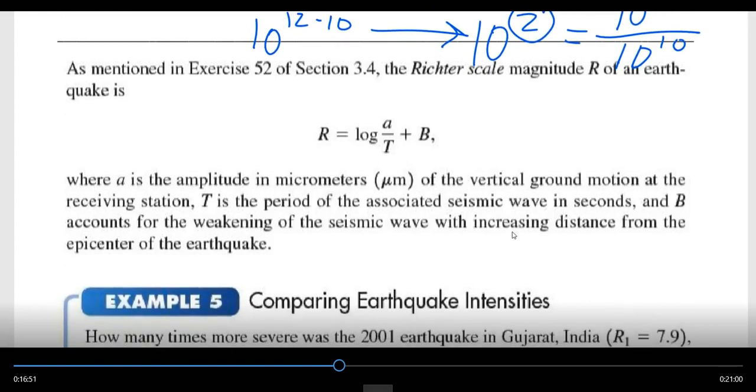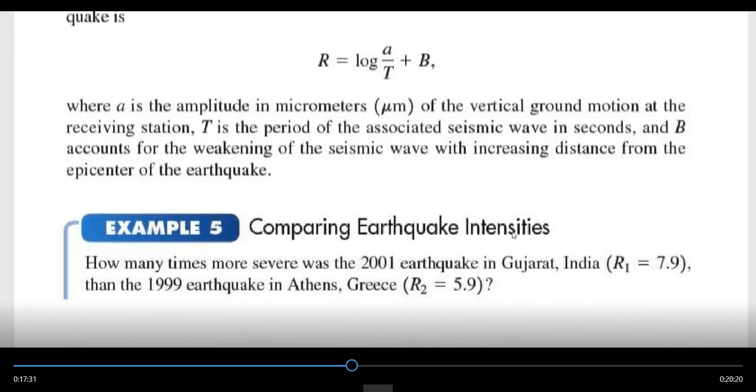Here's an example, the Richter scale example. It's a logarithm formula. A represents the amplitude in micrometers of the vertical ground motion at the receiving station. T is the period of the associated seismic wave in seconds, and B accounts for the weakening of the seismic wave with increasing distance from the epicenter of the earthquake. It's a mouthful. Basically, you have a shifted log function. Now, do you have to memorize that equation? Absolutely not. That's not the point.